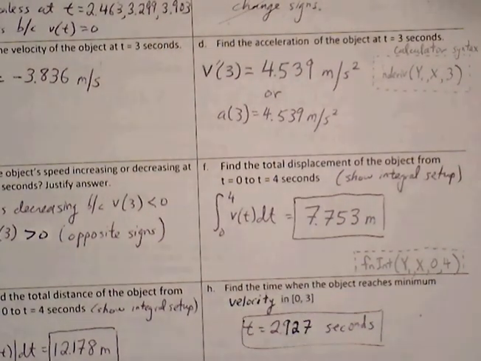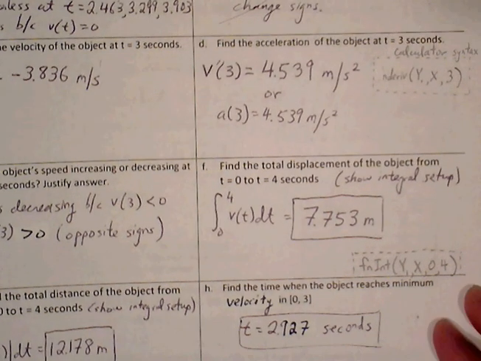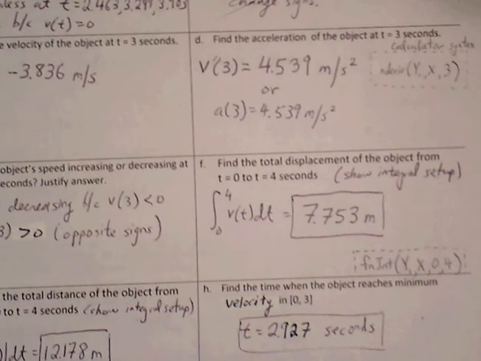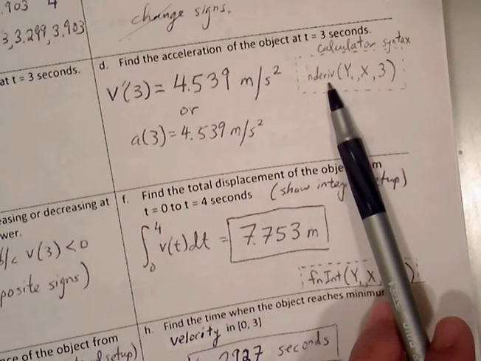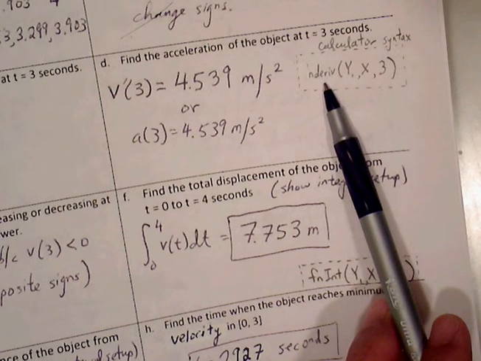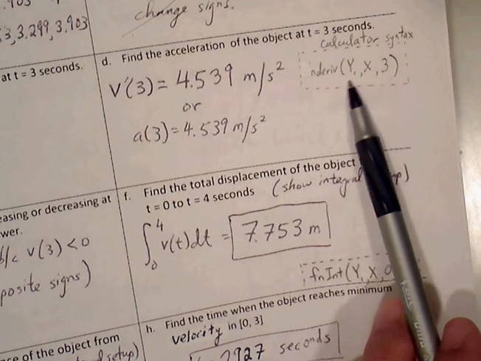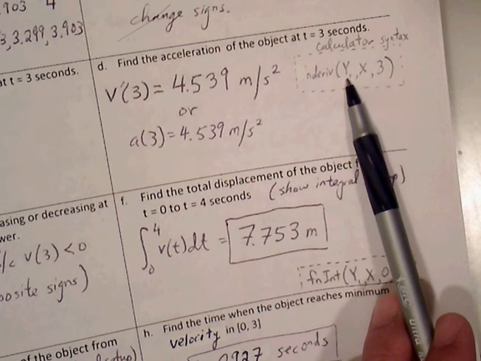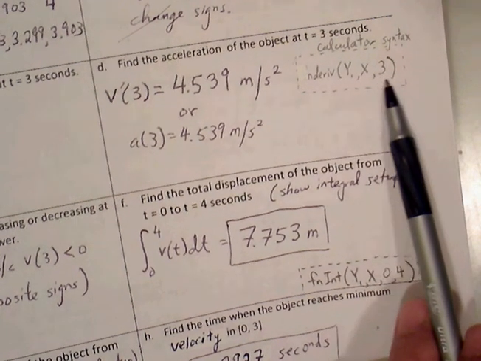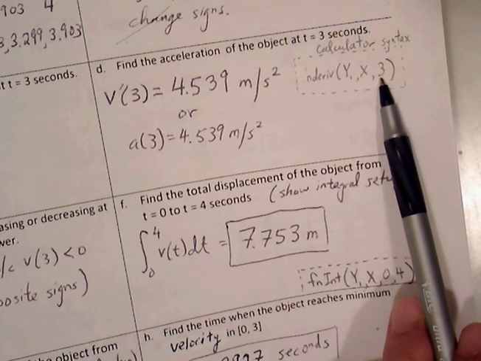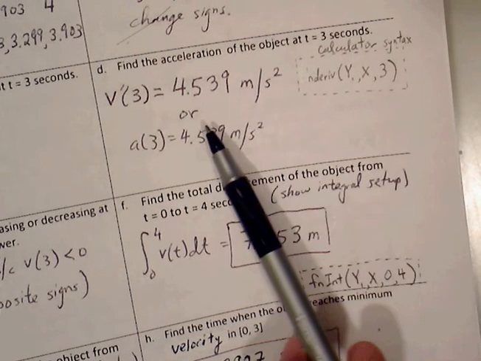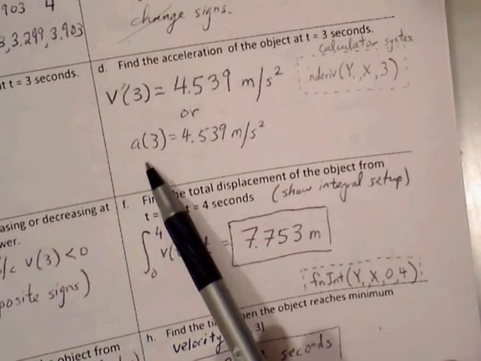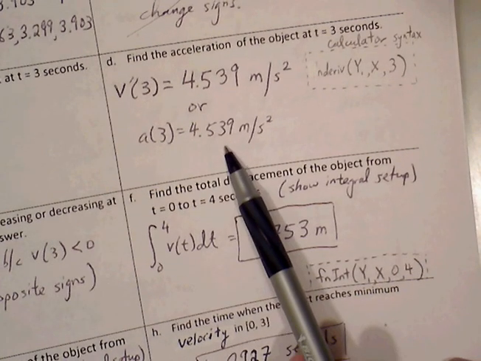Part D, find the acceleration of the object at t equal to 3 seconds. We know that acceleration is the derivative of velocity, so we can simply use the calculator to find that for us. We can call the n-deriv. In the calculator, go to Math 8, call the n-deriv feature. Y sub 1 holds the velocity function, x is the variable, and 3 is the value we want to evaluate. Plugging 3 into the acceleration function gives us 4.539 meters per second squared.